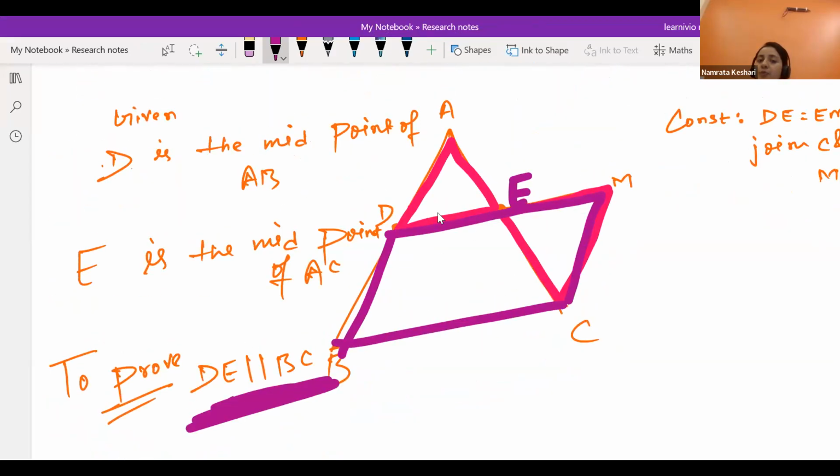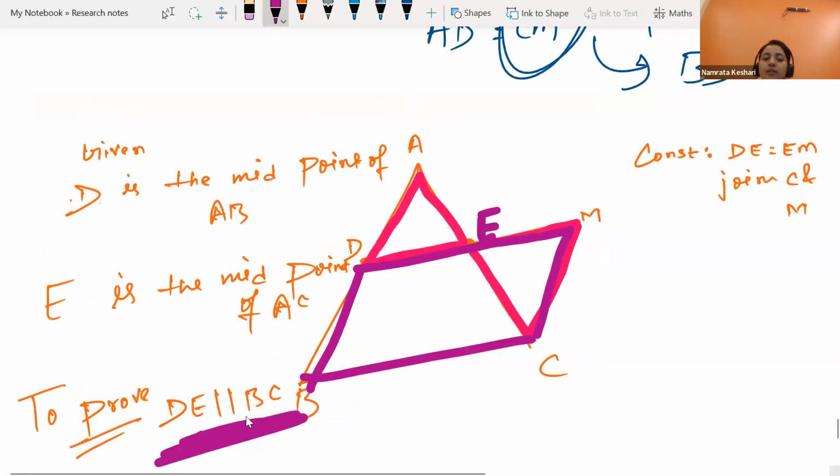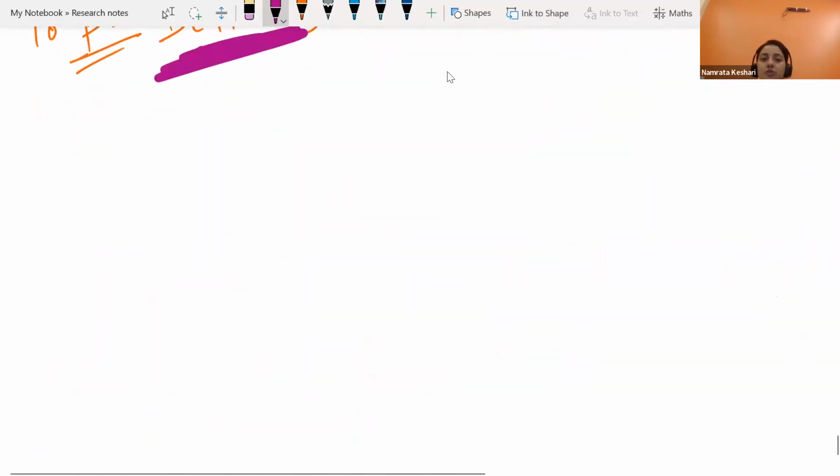So at first we are proving these two pink color triangles congruent, and then we are focusing on proving this purple one as a parallelogram. Let's write the steps properly, then it will definitely make sense to you. I'm writing, now you can copy with me. Okay, proof. I'm drawing the figure.